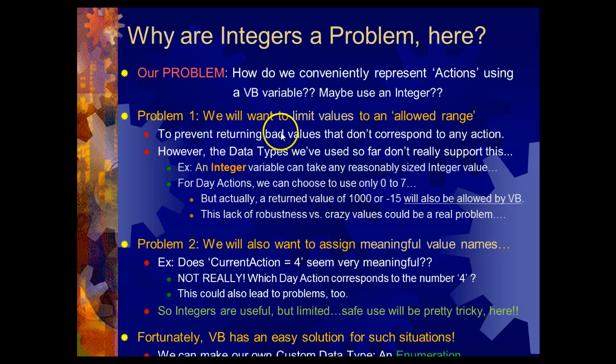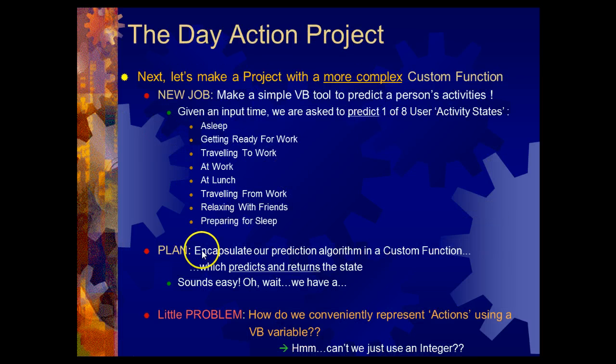But we want to limit the values to an allowed range to prevent returning bad values that don't correspond to any action. For example, maybe we only want to have 8 different values, so suppose we used 0 through 7. How about if the value 10 went in there? We'd have a problem, he says.